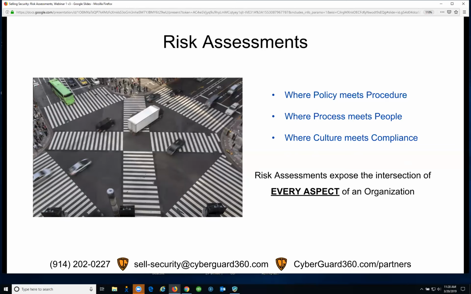Because risk assessments ultimately are designed to expose the intersection of every aspect of the company, of the organization, where everything meets. Where do people meet process? Where do policy and process converge? How do culture and compliance work their way down through this organism called our client and their company?